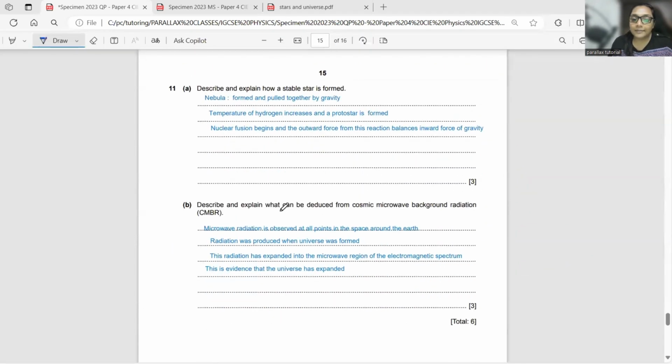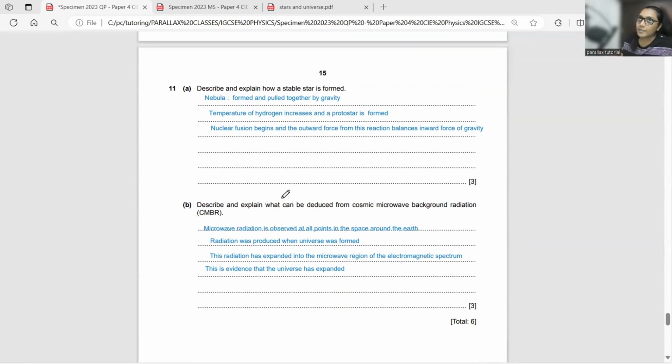So question number 11. Now, this is a very, very theoretical question. So I would like to explain a bit on this, but I would suggest please read through the notes of how a stable star is formed. And this question, I have seen quite often coming in the exam. So let's move on. Describe and explain how a stable star is formed.